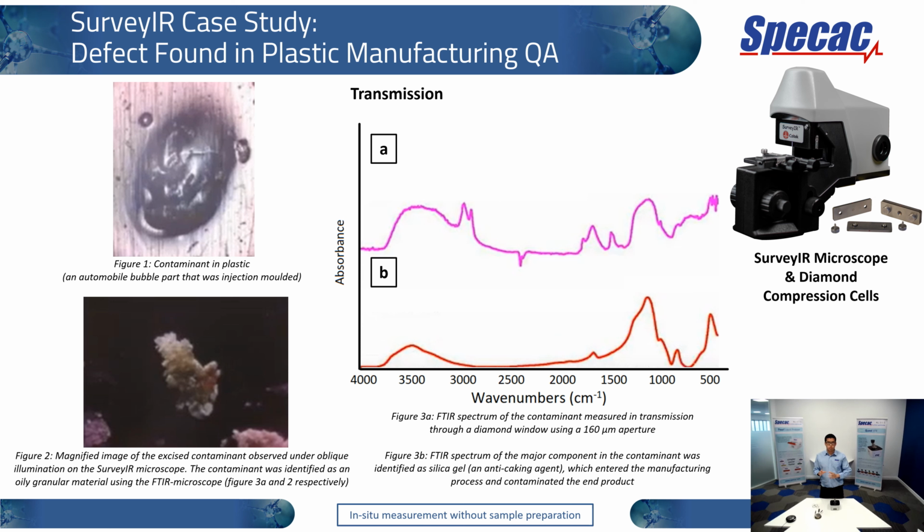And FTIR on the right hand side in figure 3A and 3B was able to then analyze that particular contaminant to be an oily sort of silica gel material. Silica gel typically is used as an anti-caking agent, and somehow it entered the manufacturing process, contaminating the end product. So yeah, it's a very nice application here, just demonstrating how both the microscope and DC3 cells can be used together for this sort of application in quality check and quality assurance.